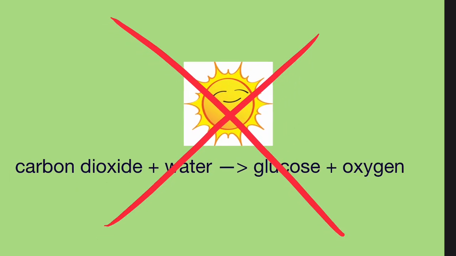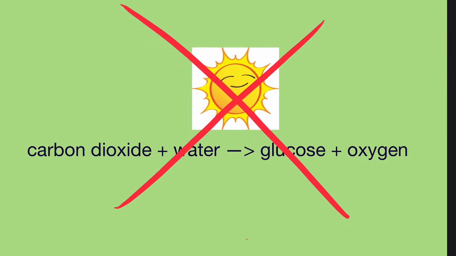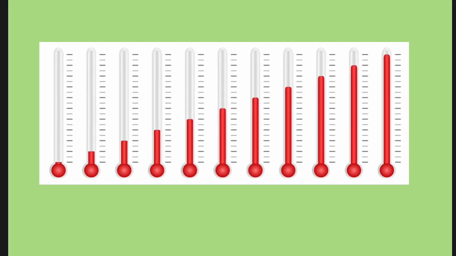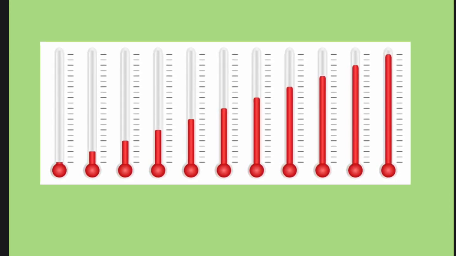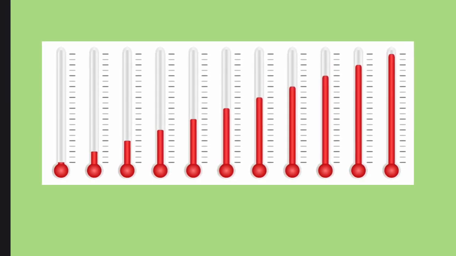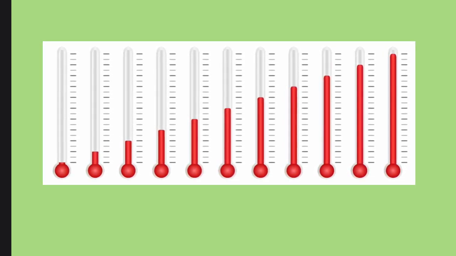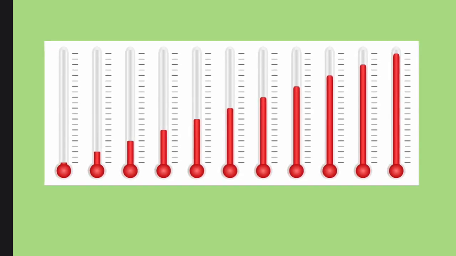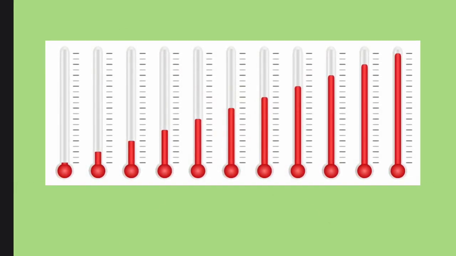Okay, moving on to limiting factors that can't be found in the word equation. The next one is temperature. Different plants will have an optimum temperature for photosynthesis depending on what climate they have evolved in. But optimum temperature can really affect how fast photosynthesis happens. If it is too cold or too hot, it will slow it down.